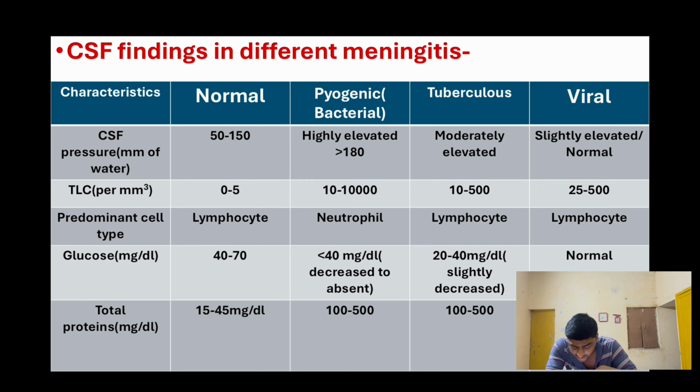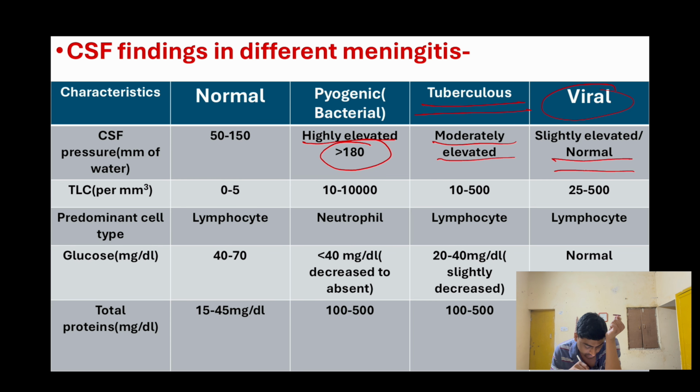But in case of pyogenic and bacterial meningitis, it is highly elevated, which can be greater than 180 mm of water. In case of tuberculous meningitis, it is moderately elevated. And in viral meningitis, it is slightly elevated or can be normal also.